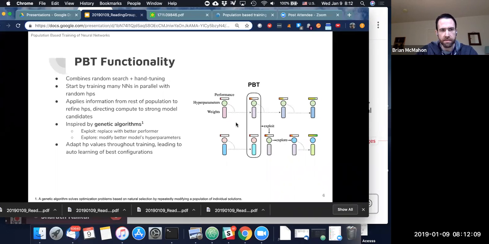These are the key methods in the PBT code. When you exploit, you're replacing that worker with a better performer. Say the performance at a given point in time is in the lowest 20% of all workers, then you would exploit by looking at the performance of other workers and copying the weights, the hyperparameters, or both. Then you would add a bit of noise, or some sort of redraw or jiggle of the hyperparameters, in the explore process. So both are key methods in PBT. After that, you can adapt the hyperparameter values throughout training, which leads to the automatic learning of best configurations. So any sort of hyperparameter schedule is automatically discovered.